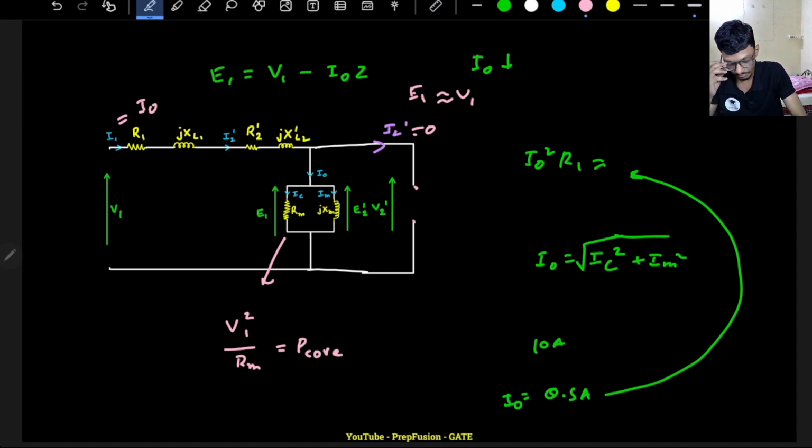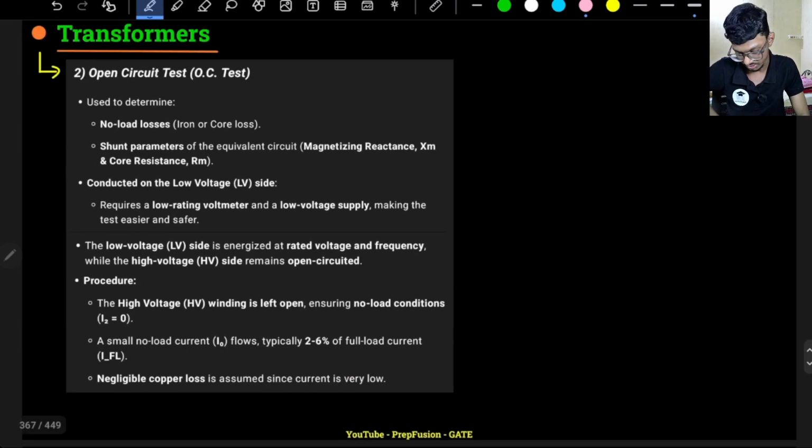Okay, this will give me the core loss, V1 square divided by Rm. That is what I want, right? V1 square divided by Rm is the loss in the core due to the eddy current and hysteresis loss. This we have already discussed previously. So that is my main objective. Okay, that is what is written over here.